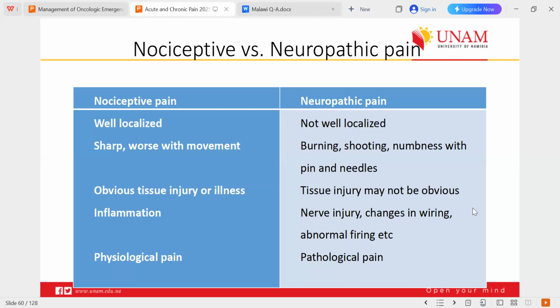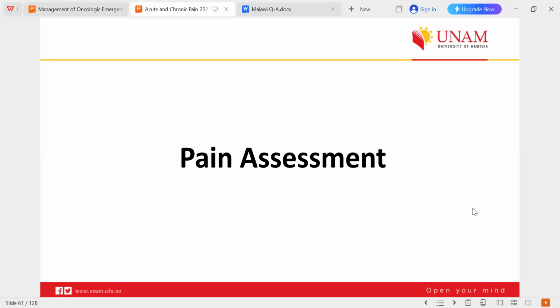while neuropathic pain is burning, shooting. It feels numb, with pins and needle sensation. In nociceptive pain, there is usually obvious tissue injury or illness or inflammation, while in neuropathic pain, tissue injury may not be obvious. But it's due to nerve injury resulting from changes in wiring or abnormal firing. Nociceptive pain is physiological, while neuropathic pain is pathological. I think we should stop here today.